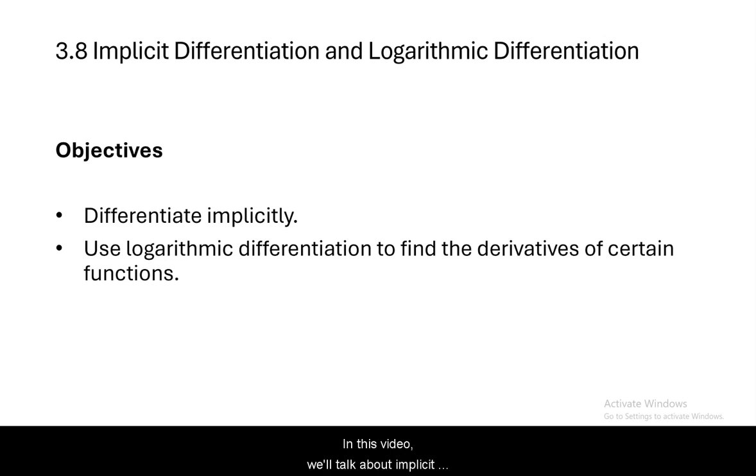In this video, we'll talk about implicit differentiation and logarithmic differentiation. First, let's look at one example. You have x to the 6 times y plus y to the 6 times x equals 7, and we want to find the derivative of y with respect to x. Here y is not isolated like what we had before. It's not by itself. To differentiate an implicit function, we will have to differentiate both sides with respect to x.